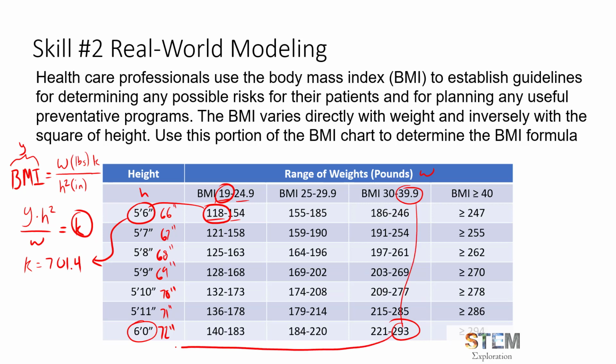And so now if we're looking at this and we try to find the K in this case, it would just be the BMI value, which is 39.9, and we'll multiply that by the height squared, which, again, I'm taller than 72 inches, but we're just going to use that because that's what the table has there. And then we're going to divide it by 293. All right, so this is going to be 705.9.